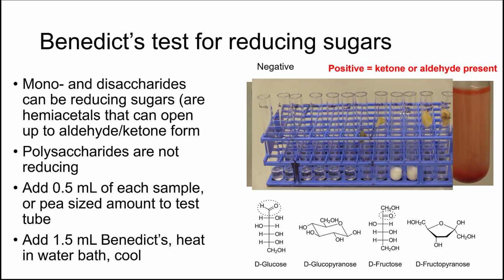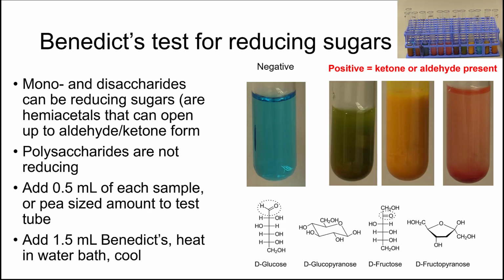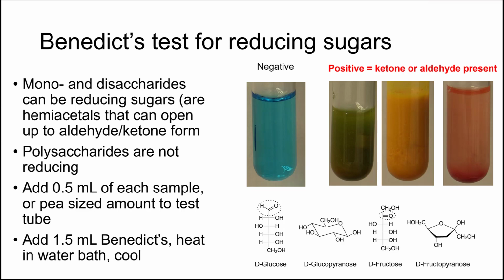To do this test, you will add 0.5 ml of each sample, or a pea-sized amount, to the test tube. You will then add 1.5 ml of Benedict's solution, heat it in a water bath, and then cool the reaction mixture. A negative test is a blue solution, or no change. This indicates that there is no ketone or aldehyde present.